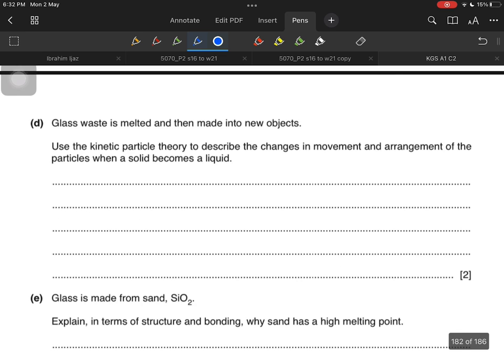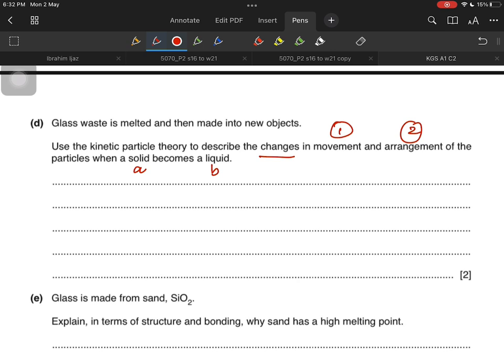This is the kind of question that has been repeated a lot in the last 2 years, and people write their answers based on their understanding, but they don't actually understand what the question is saying. It's saying, use the kinetic particle theory to describe. Now you want to describe something. You don't have to give the reason. You have to describe the changes. So they're talking about the changes in movement and arrangement of the particles when solid becomes liquid. They want you to talk about the movement of solid and movement of liquid, and arrangement of solid and arrangement of liquid. Let's say I start with movement.